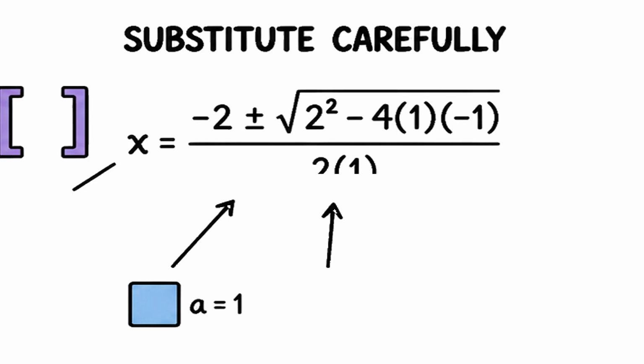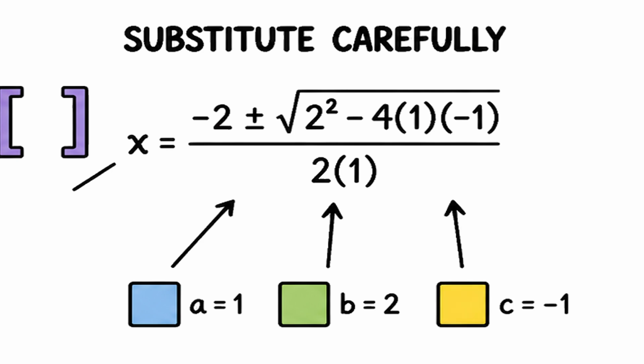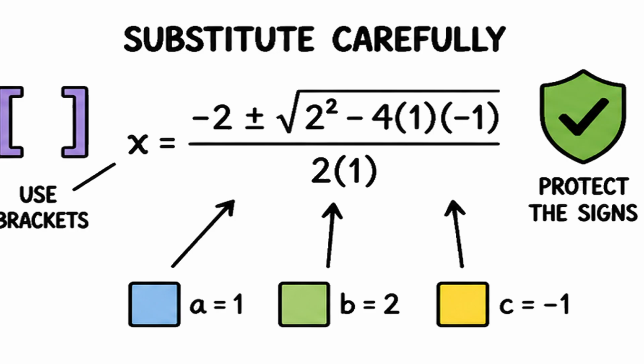Substitute carefully. x equals negative 2 plus or minus the square root of 2 squared minus 4 times 1 times negative 1, all over 2 times 1. Use brackets around every negative value to protect the signs.